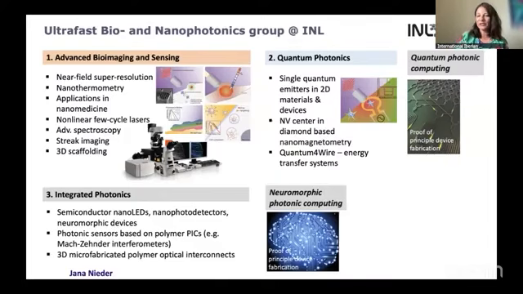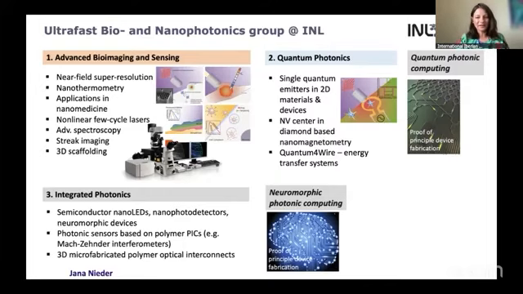looking into molecular sensitivities. In the area of quantum photonics, you see here mentioned single quantum emitters in 2D materials, as well as nitrogen vacancy centers in diamond. And I'm going to present one of the applications where we functionalize nanodiamonds for a specific neurosensing approach.